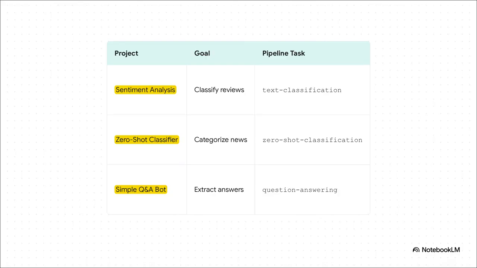And this pipeline thing isn't just a one-trick pony. For instance, you could use text classification to instantly sort customer reviews into positive or negative. Or, check this out, with zero-shot classification, you can categorize news headlines into topics you make up on the fly. You can even build a simple Q&A bot. All of these projects are possible with just a couple lines of code.